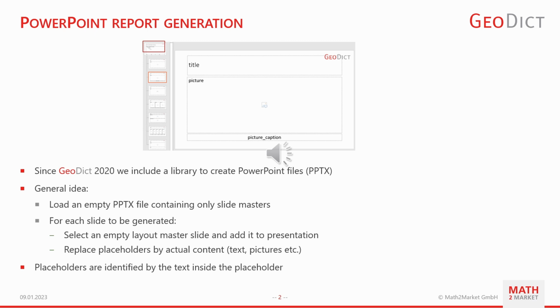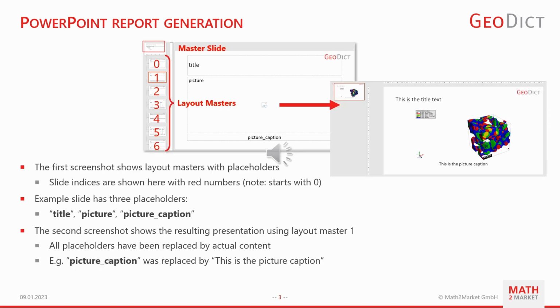So for example, if you pick the master slide which corresponds to the layout of the slide you want to generate, then you see these placeholders where it actually says in PowerPoint, enter text or something. And you then go and replace those placeholders by actual content. In our case, we'll identify placeholders by their placeholder text. In our example here, you can see a master slide which has a title placeholder, a picture placeholder, and a picture caption placeholder.